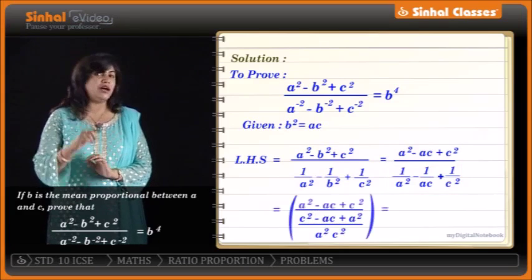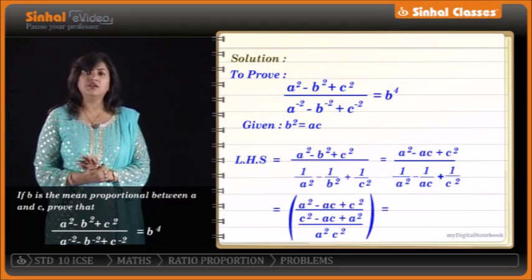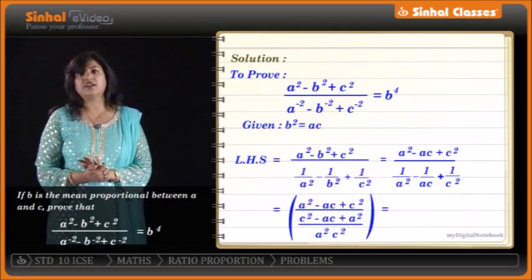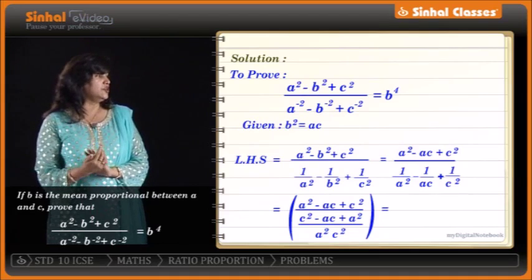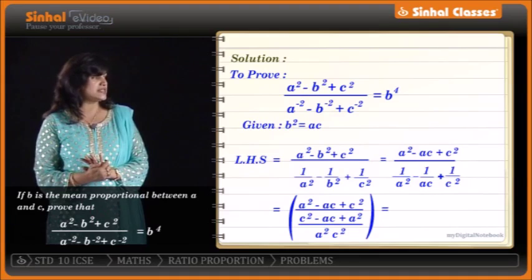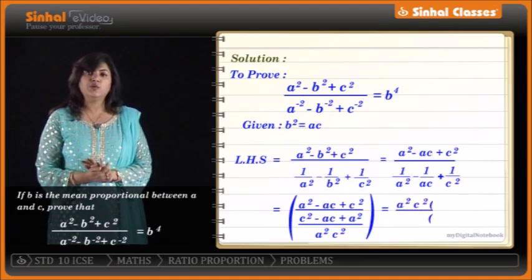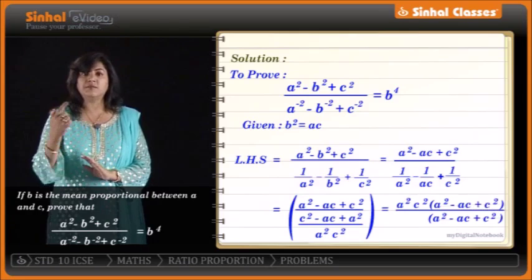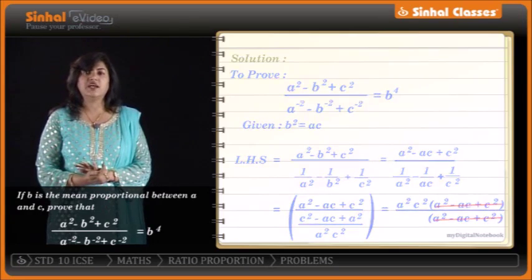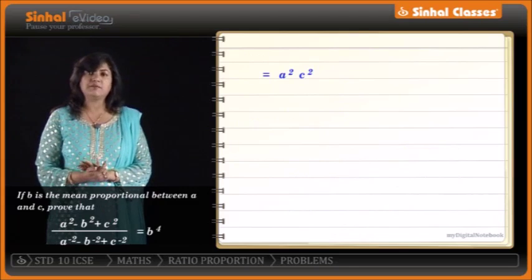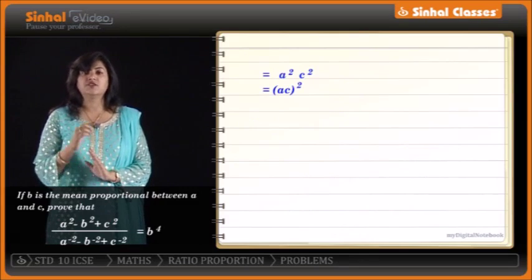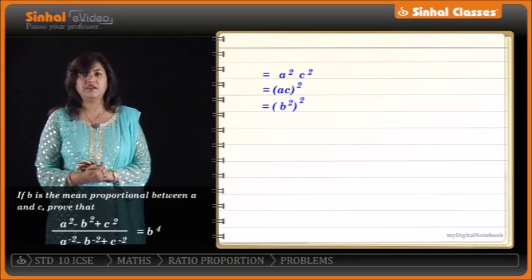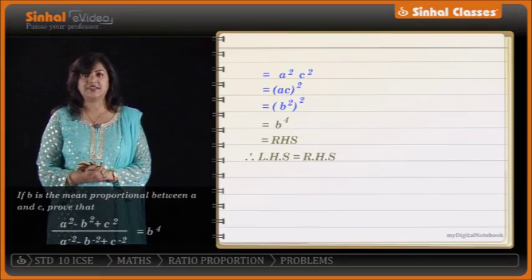Numerator as it is. Now take A square C square to the numerator because it is the denominator of the denominator that becomes the numerator. Now if you look, in the numerator we have A square minus AC plus C square, and the denominator we rearrange the terms to get A square minus AC plus C square. Now both of them are the same, so we cancel them out. We have A square C square. That is nothing but AC the whole square. Now what is AC? AC is equal to B square. So we get B square square, which is B raised to 4, which is our RHS.